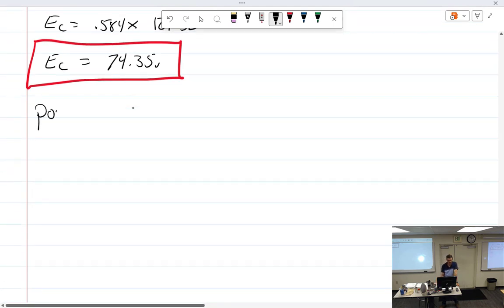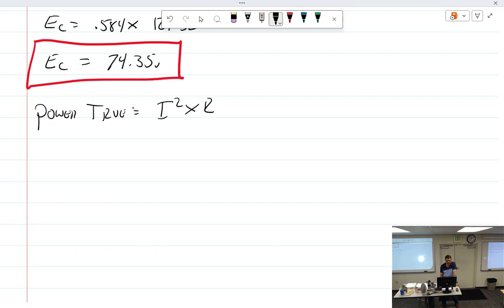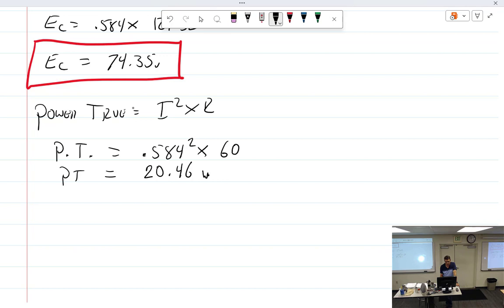Power true. I squared times R, so PT equals 0.584 squared times the resistance, which is 60. 20.46 watts.